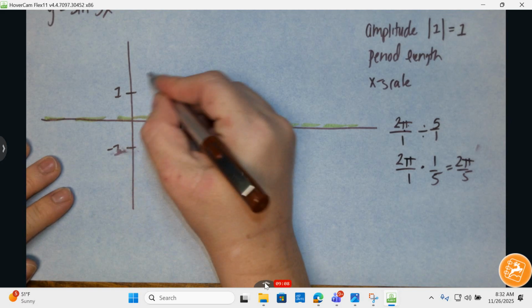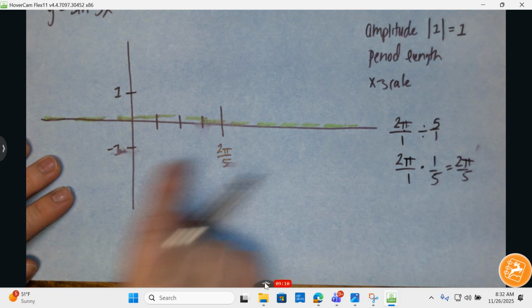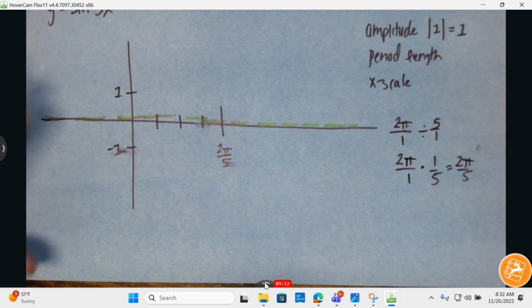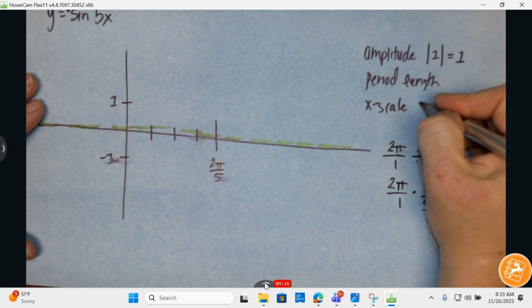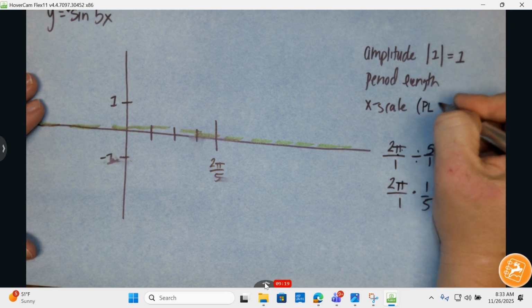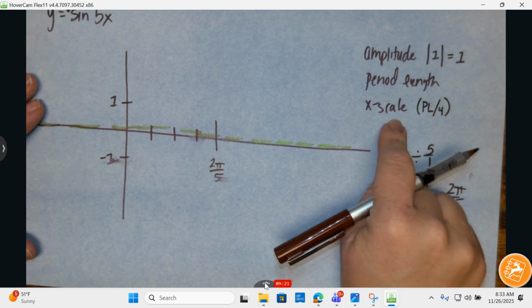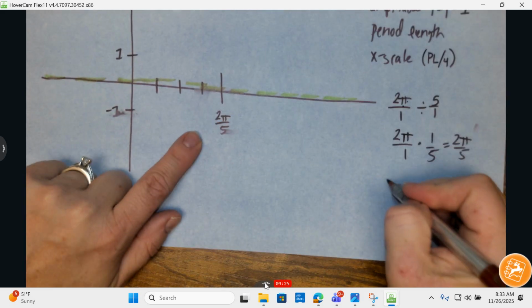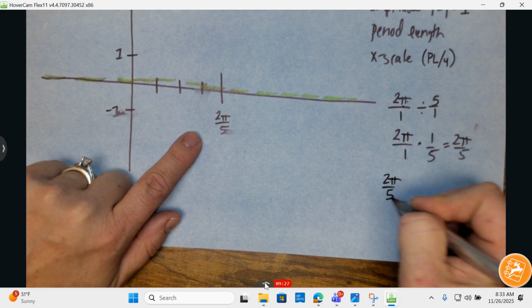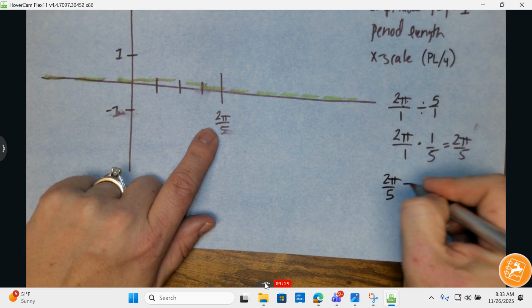That means to make this wave curve takes a horizontal distance of 2 pi over 5. How do I figure out the x scale? Whatever our period length is, and maybe you want to write this down, I'm going to abbreviate. We take our period length and we always divide it by 4 to figure out the x scale. So my period length is 2 pi over 5, and now I'm going to divide this by 4.